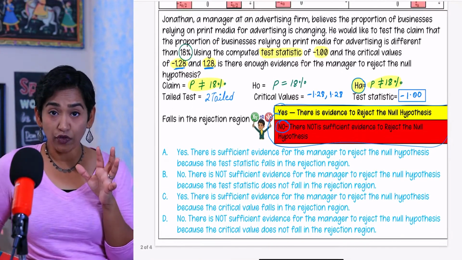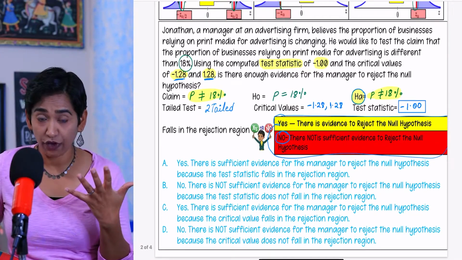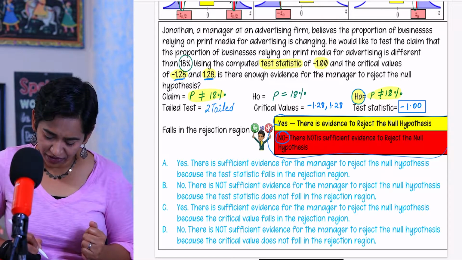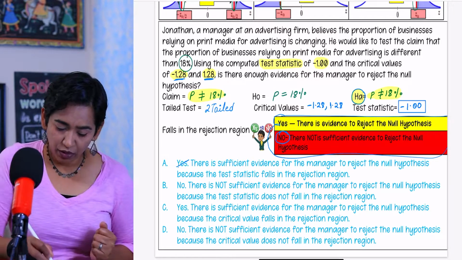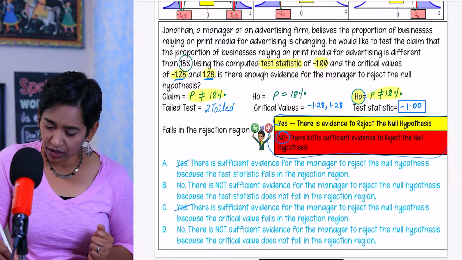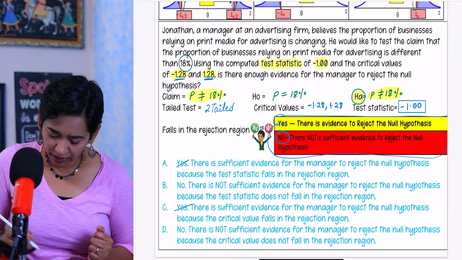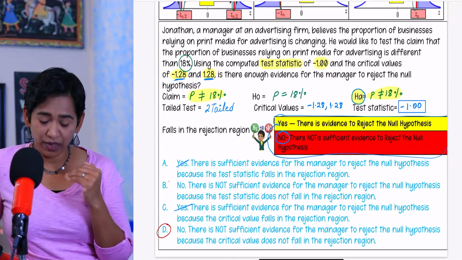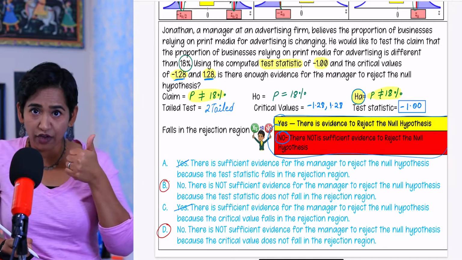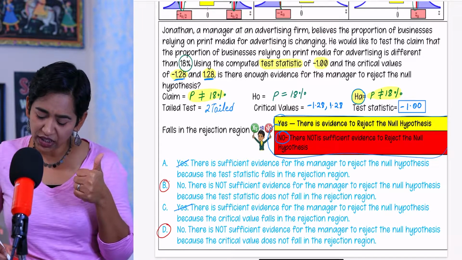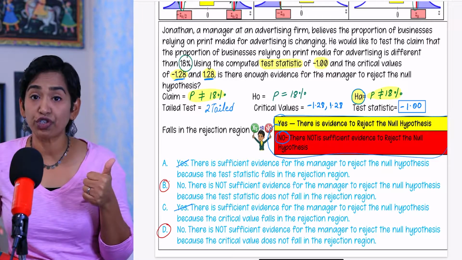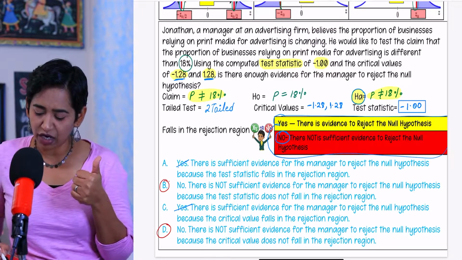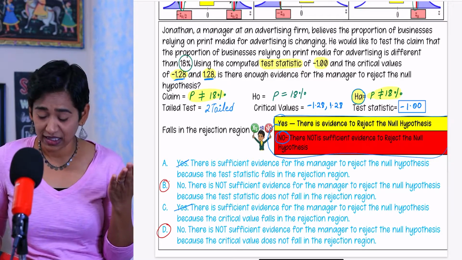I'm going to look for no because it did not fall in the rejection region. So definitely this is not my answer, and this is not my answer. My only options are B and D, right? So let's read B and D. No, it did not fall in the rejection region. There is not sufficient evidence for the manager to reject the null hypothesis because the test statistic does not fall in the rejection region. Yes, that's the right answer.